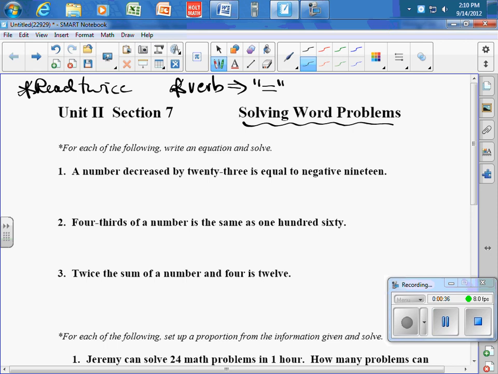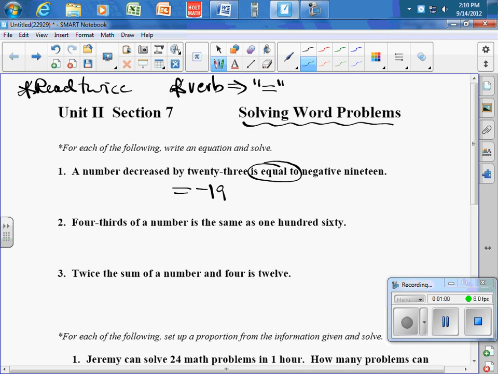A number decreased by 23 is equal to negative 19. A number decreased by 23, well, is equal to is obviously going to be your equal sign. Whatever comes before that is going to be before the equal sign. Whatever comes after is going to be after the equal sign. So something's going to be equal to negative 19.